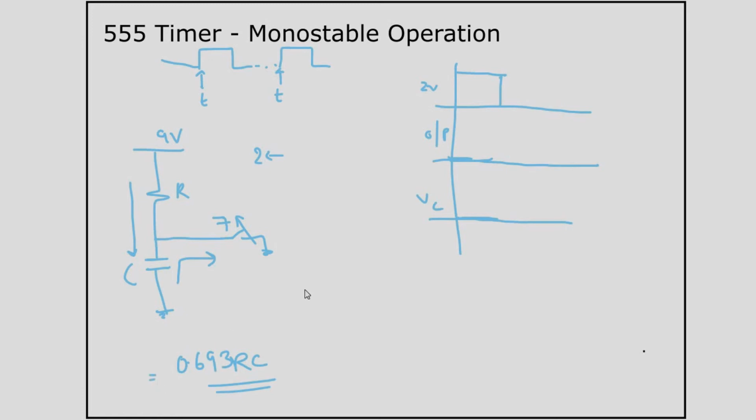That is a T on time. So what will happen, it will start slowly charging. So this is the trigger point. As soon as you give the trigger, the capacitor will start charging to 6 volts. So during charging, the output will go high.